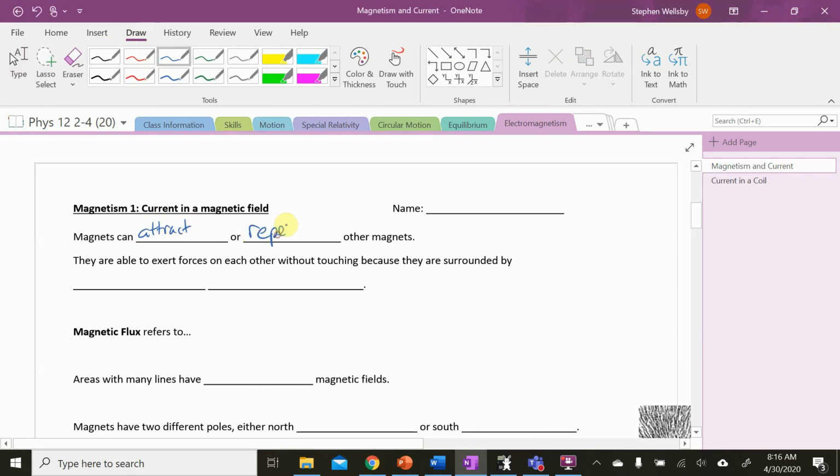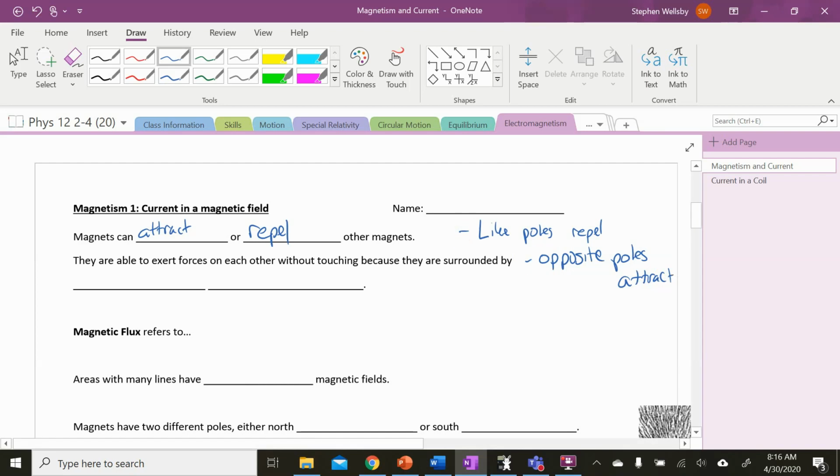And we know the rules for that, which are like poles repel and opposite poles attract, right? So if you put a north and a south together, they're going to pull together. If you put a north and a north or a south and a south together, they're going to repel. So old news for us.